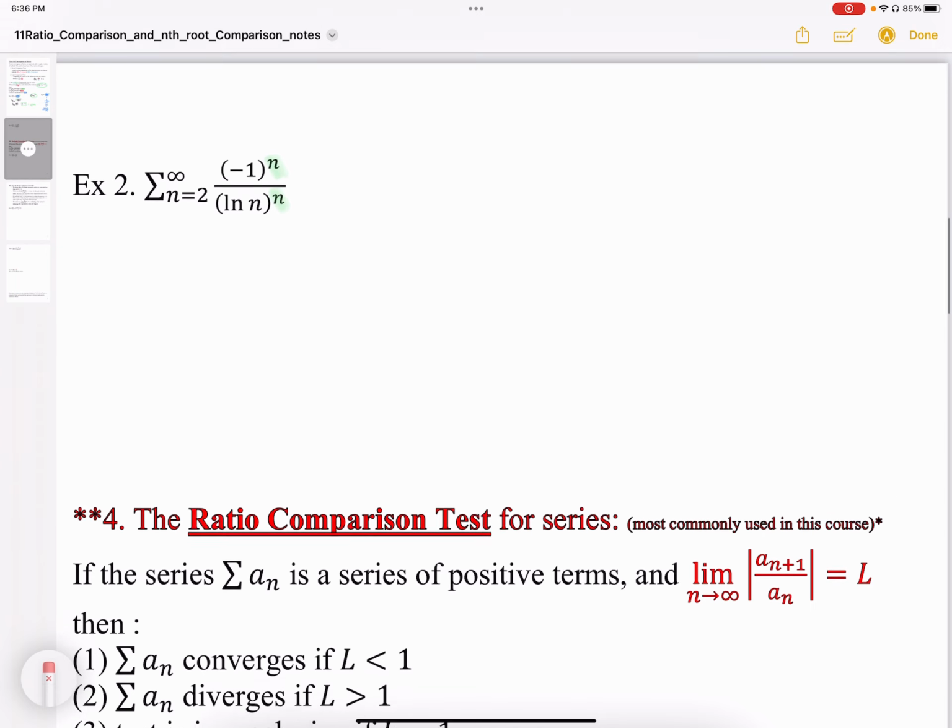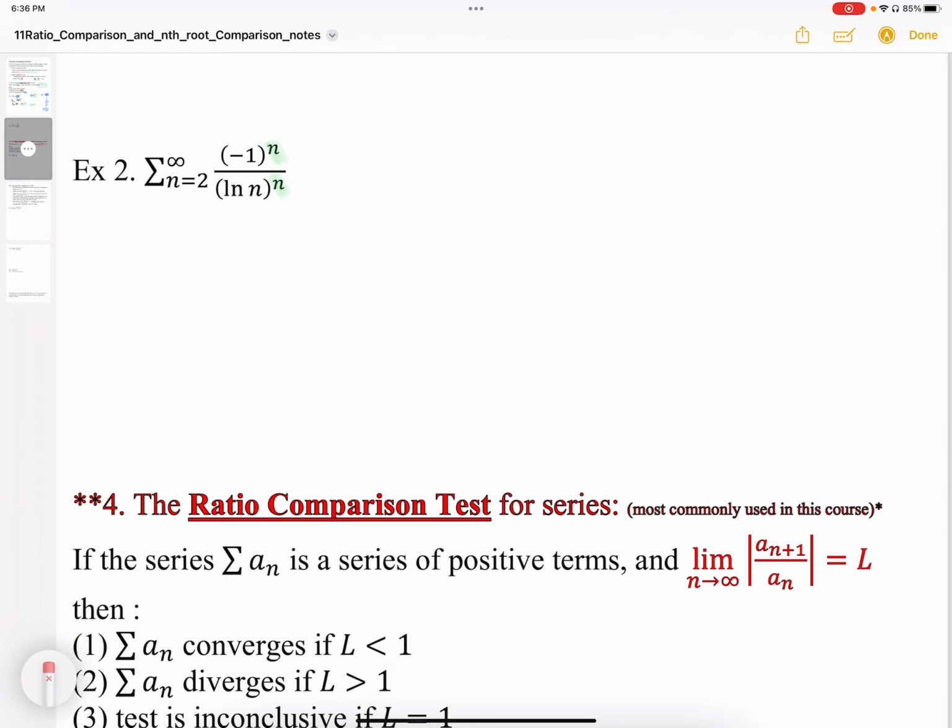Here we have another example where we may want to apply the nth root test. And again, the indicator is the fact that we have a power n. In this case, this is an alternating series because it's (-1) to the power n. And if you're curious about why we're starting at n equals 2, it's because if we put 1 in there, we have log 1 in the denominator, which means we have 0 in the denominator, and we can't have zeros in the denominator. So that's why it starts at 2.